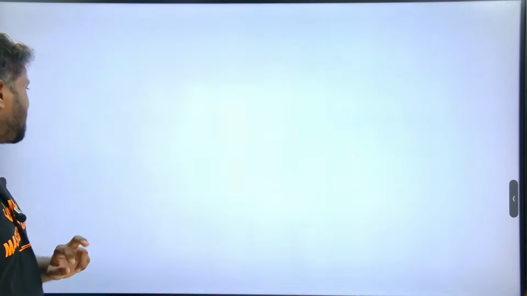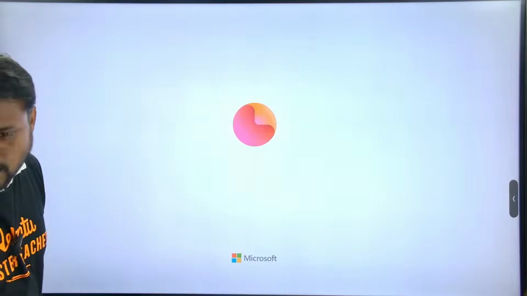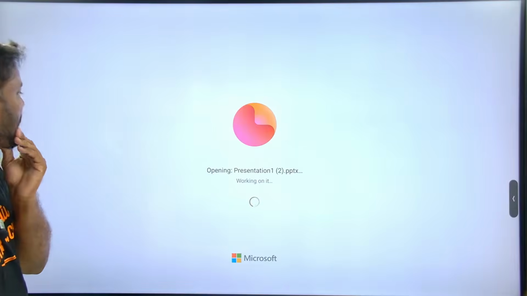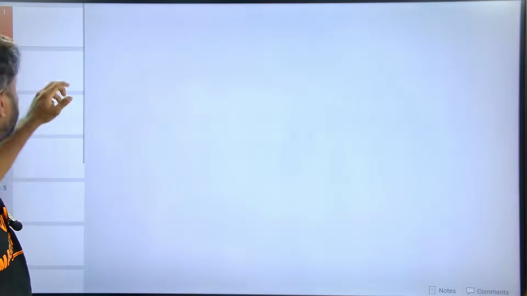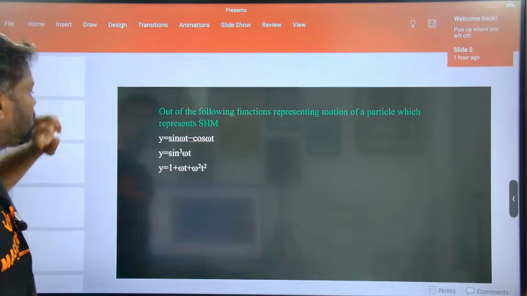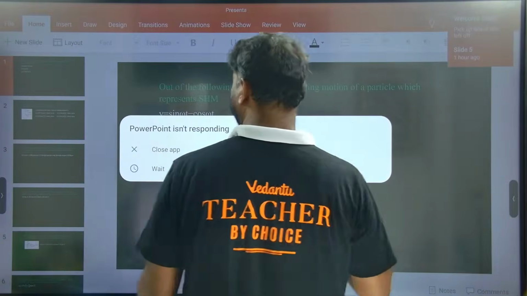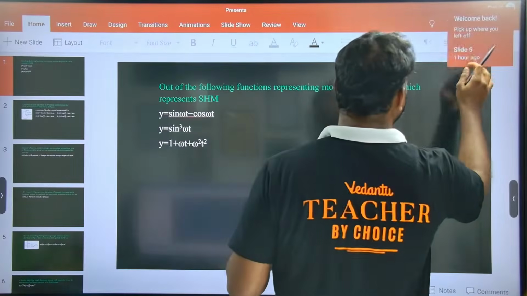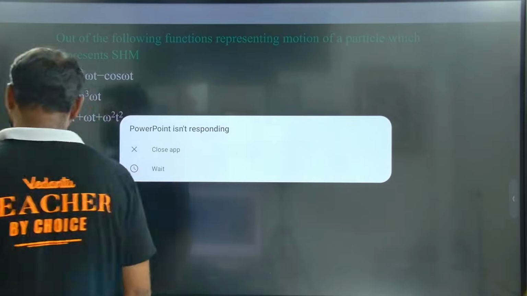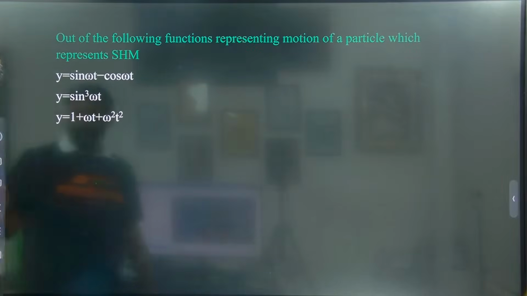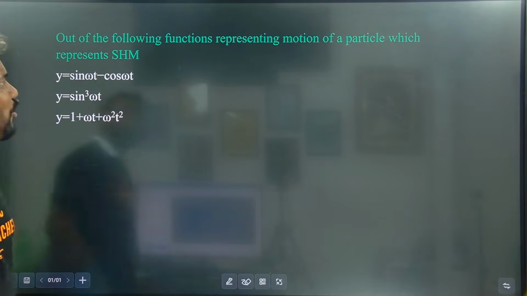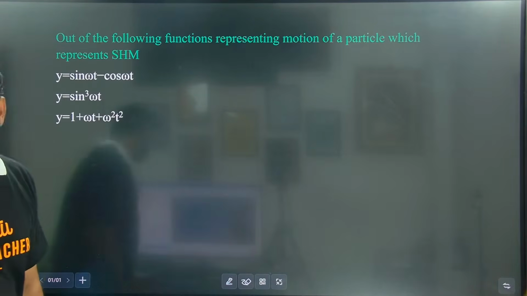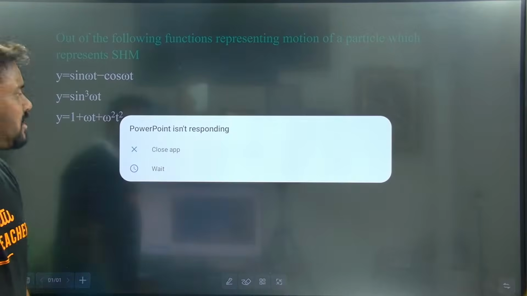Right? Yes. So I'll start with the first question. Start பண்ணாங்க பார்க்கலாம். So try to answer this question. First question is that. Out of the following, which function represents the motion of the particle which represents simple harmonic motion கேட்டிருக்காங்க இல்லையா? Can you tell me that answer? What is the answer for this?